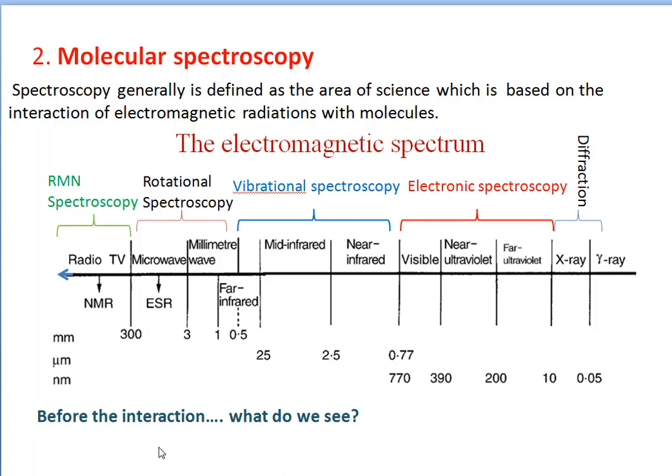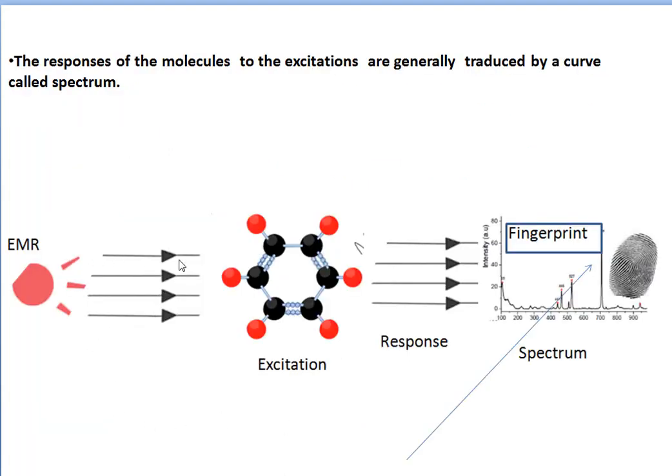The question now: what do we see before the interaction? Here we can see the interaction of this molecule with the electromagnetic radiation. The response of the molecule is generally translated by a curve called the spectrum. The spectrum is represented here. Our main objective is to obtain the significance of each band appearing on the spectrum.